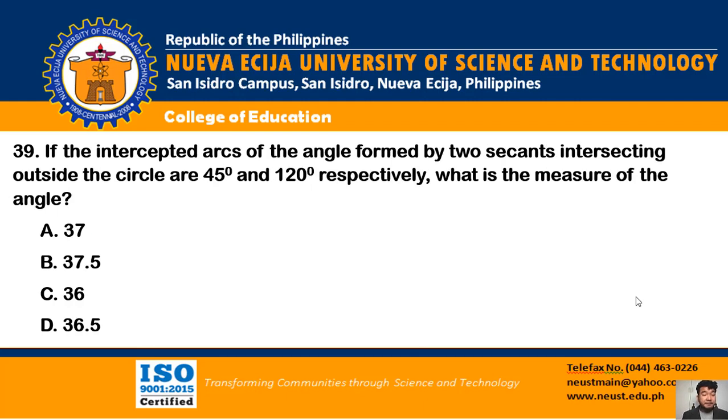Number 39. If the intercepted arcs of the angle formed by 2 secants intersecting outside the circle are 45 and 120 degrees respectively.